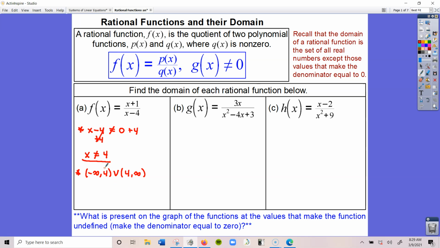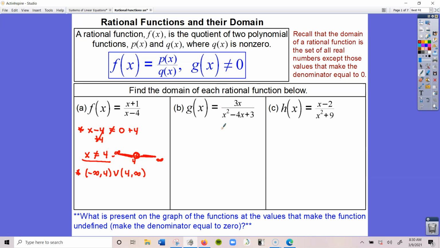Now something that you may find helpful in order to write out your domain is to put this on a number line. If my graph cannot equal 4, that means that I have to exclude that number, but everything else would be okay. So that's why we would go from negative infinity, stop at 4 with a parenthesis, because that 4 is not included, but then start again at 4 and go to infinity.